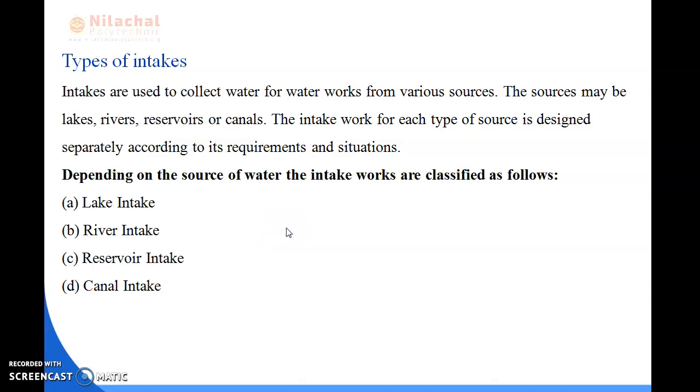Good morning everyone. So today we'll be discussing the types of intakes. In the previous slide we have already discussed what we mean by intakes and the sites for the location of the intake.